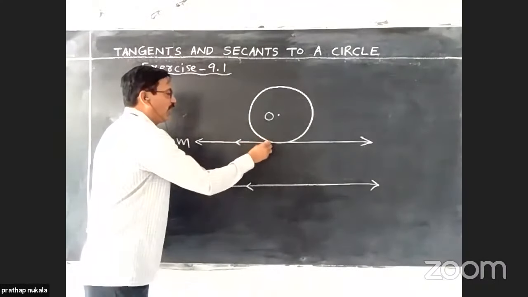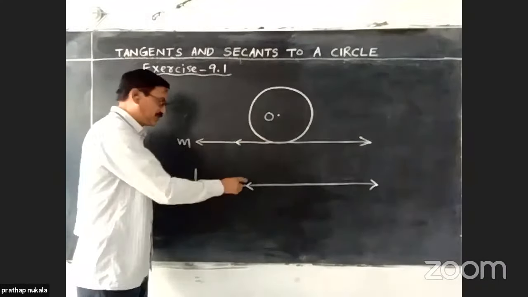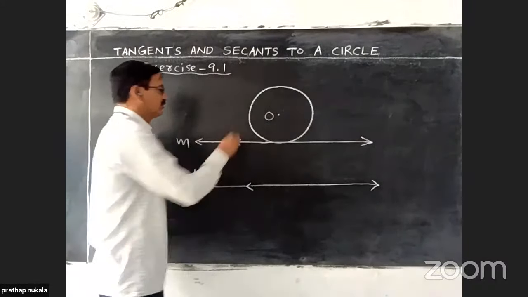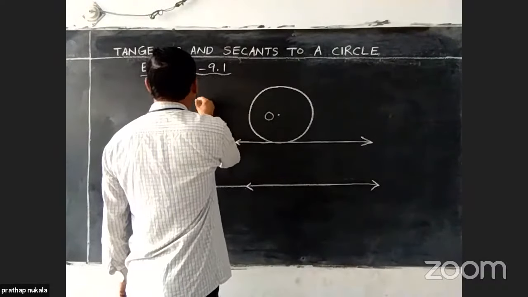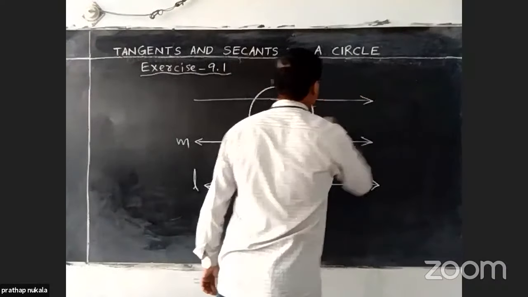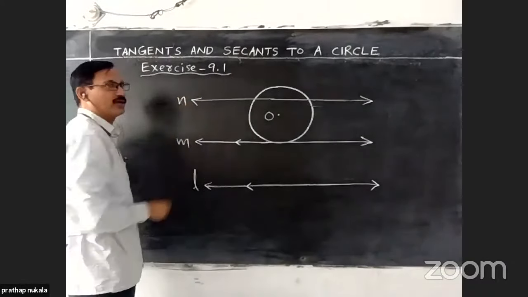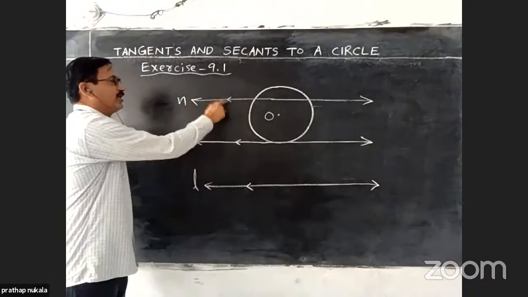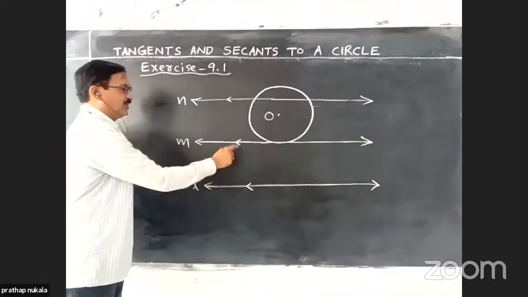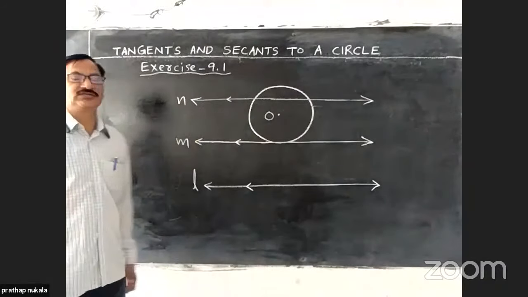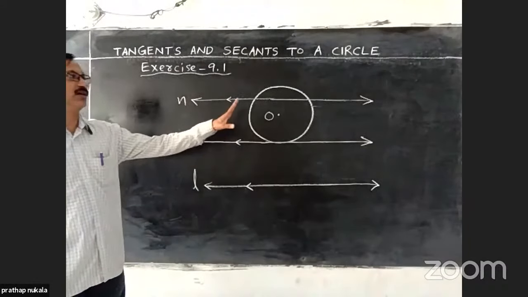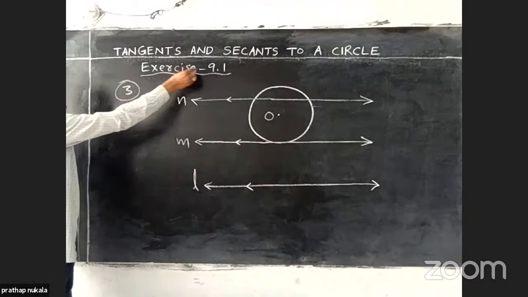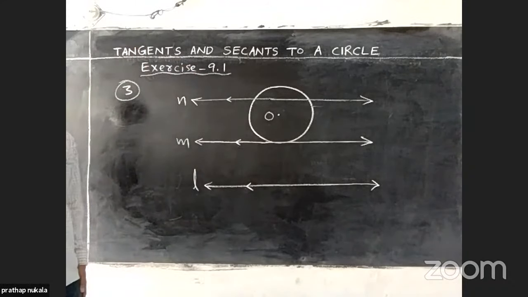Next, we have to draw another line which is parallel to the given line L, and it will be a secant. Draw it anywhere and call it N. If we put an arrow mark, then these three lines are parallel. The arrow marks represent that those three are parallel. This is the solution of problem number 3 in exercise 9.1.